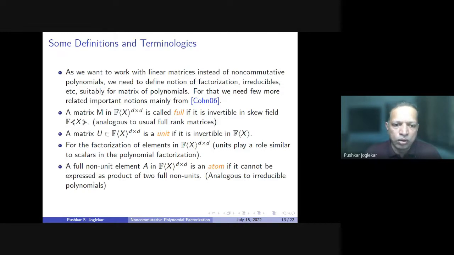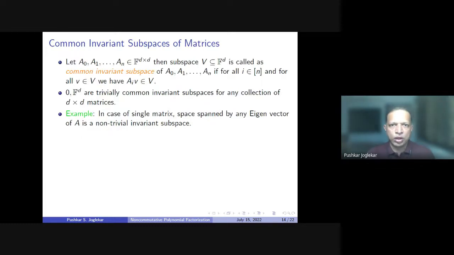Now, a full non-unit matrix is called an atom if it cannot be expressed as a product of two full non-units. Clearly, an atom is analogous to the notion of irreducible polynomials. Another important concept we need to describe our algorithm is that of common invariant subspaces of matrices.